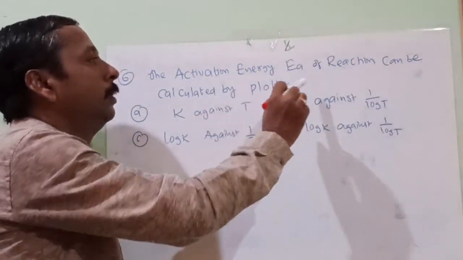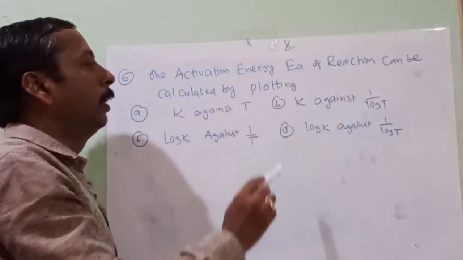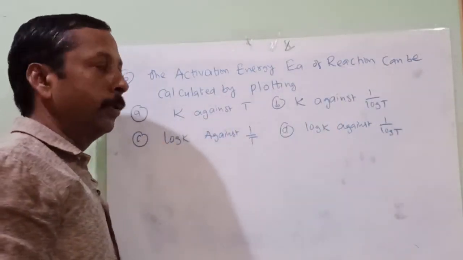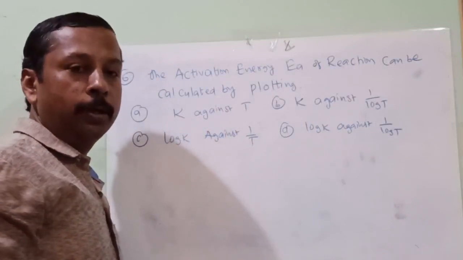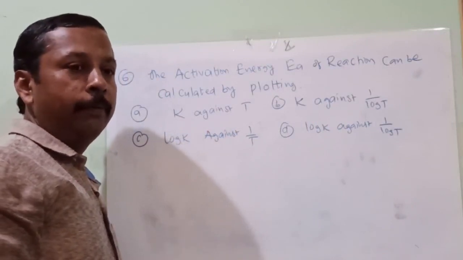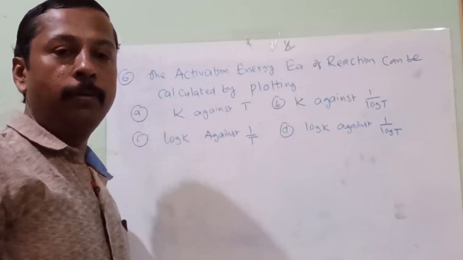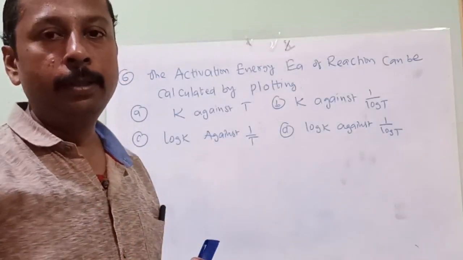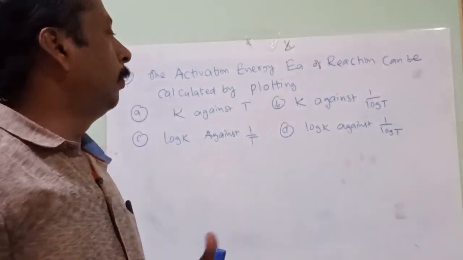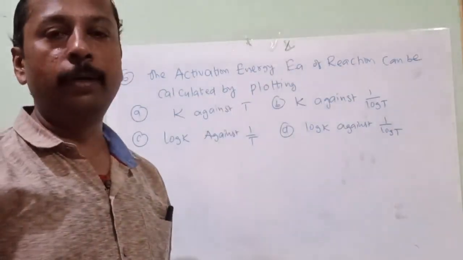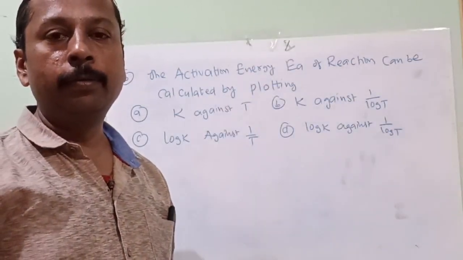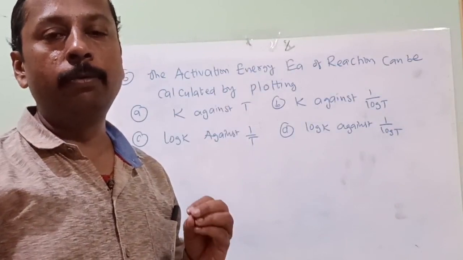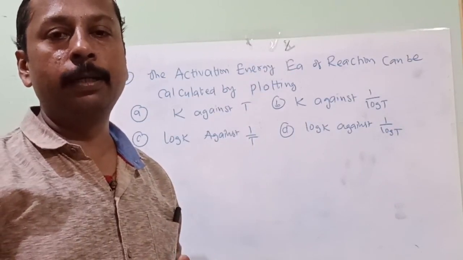The activation energy EA of the reaction can be calculated by plotting. That means you have to draw a graph, and what you take on the x-axis and the y-axis is your decision. But what you want to find out is EA. So you have to have a good concept of plots or graphs.